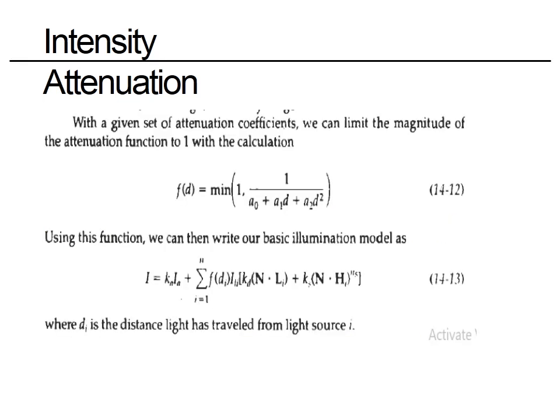So with the given set of attenuation coefficients, we can limit the magnitude of the attenuation function to 1 with the calculation f(d) = minimum of 1 and 1 upon a0 + a1 d + a2 d square. Using this function, we can then write our basic illumination model as, where di is the distance light has traveled from the light source.